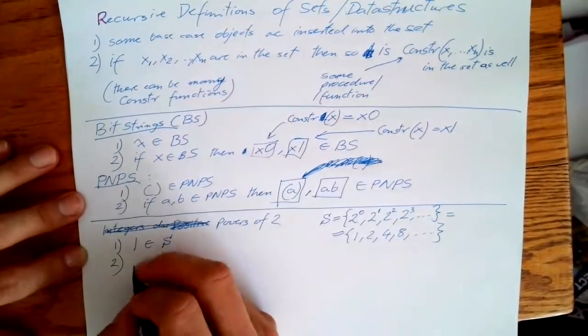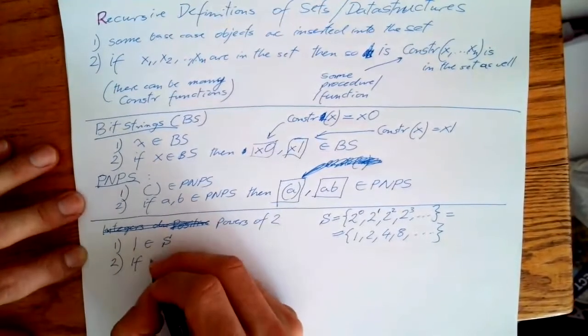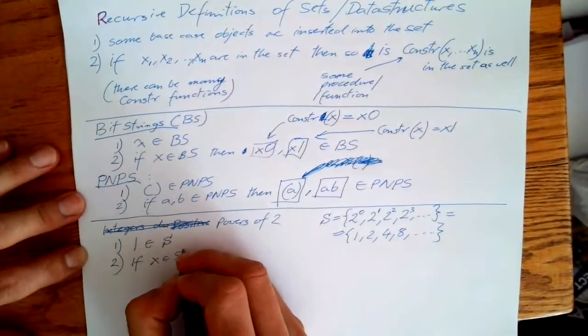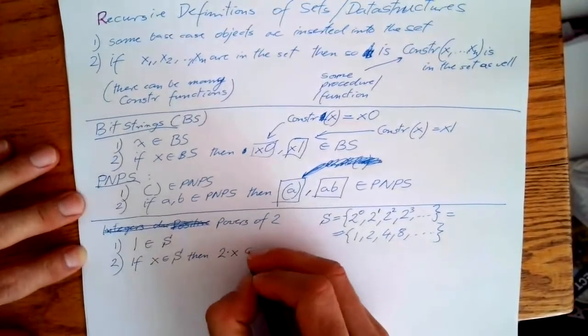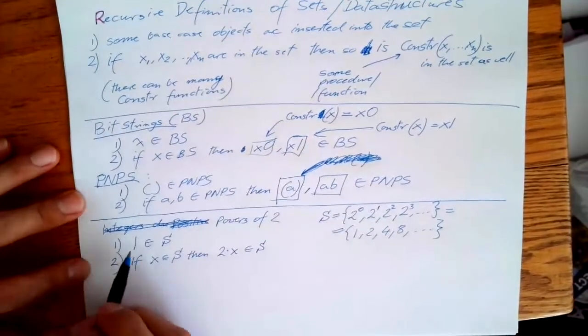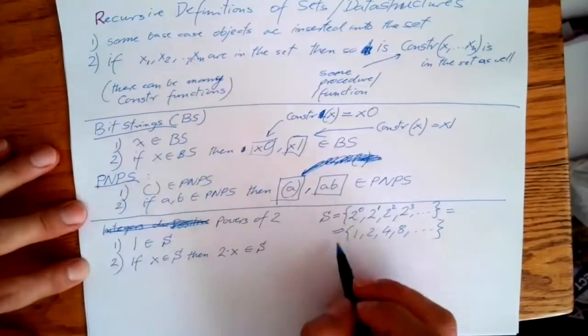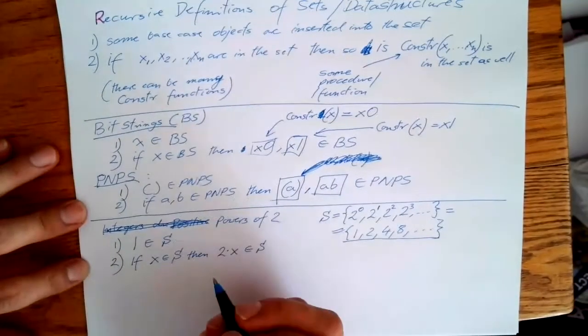And what's the recursive rule? Well, how about this one? If X is in the set, then 2 times X is in the set. Let's see if this recursive definition successfully defines the set. Okay, how do you check?